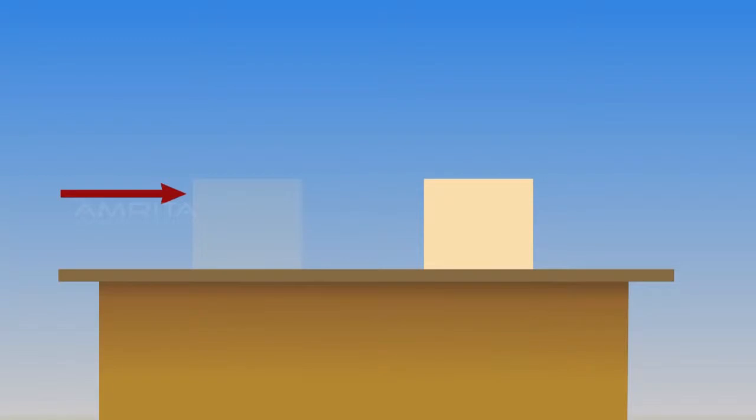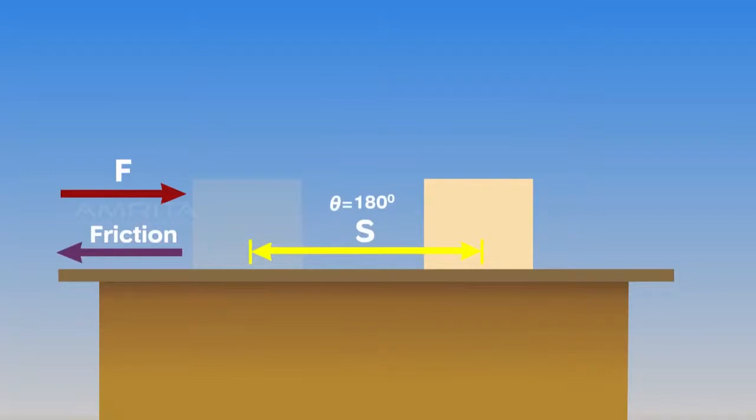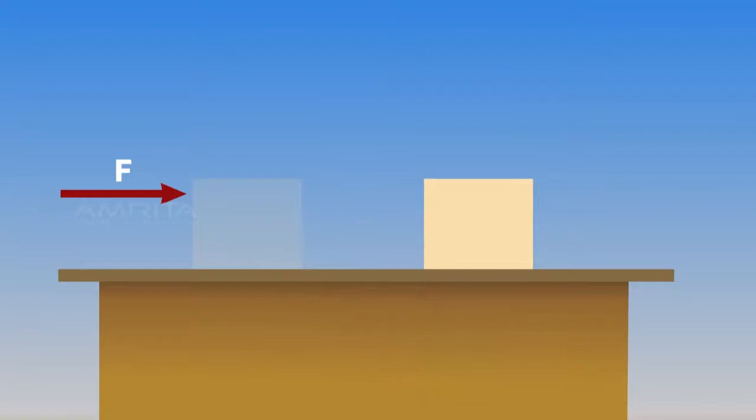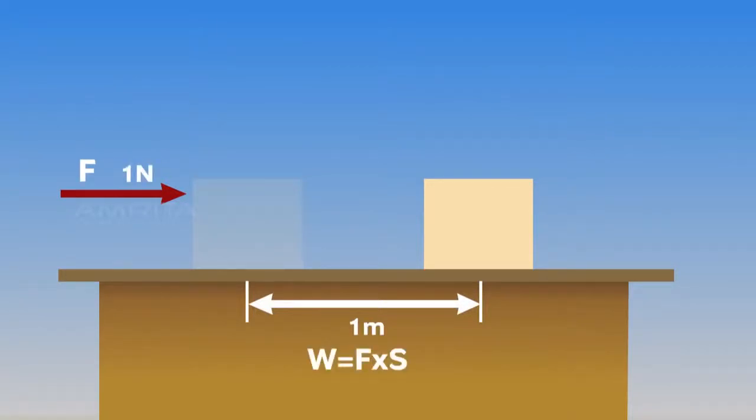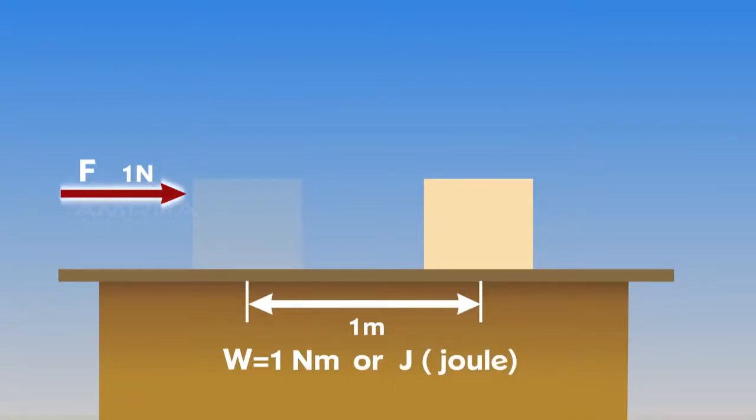We can now symbolize these three scenarios in a single representation. Here, the work done by the force F is positive, while the work done by the frictional force is negative, and the work done by the gravitational force is 0. Say the box was displaced by a distance of 1 meter by the application of 1 Newton force, then 1 joule of work is said to be done. Thus, the unit of work is Newton meter or 1 joule. Work is a scalar quantity as it has only magnitude.